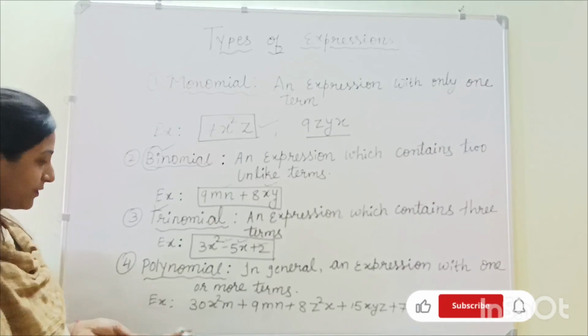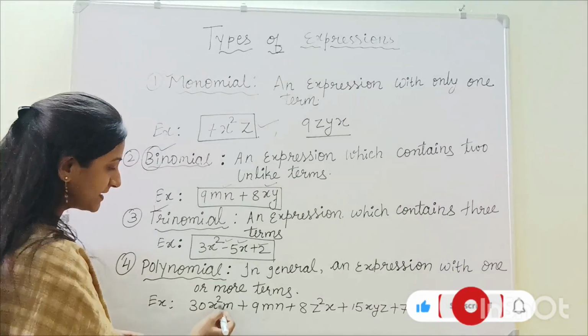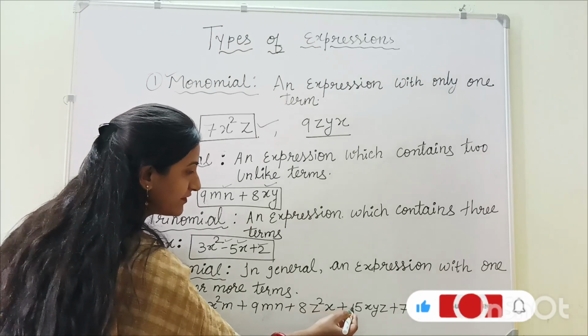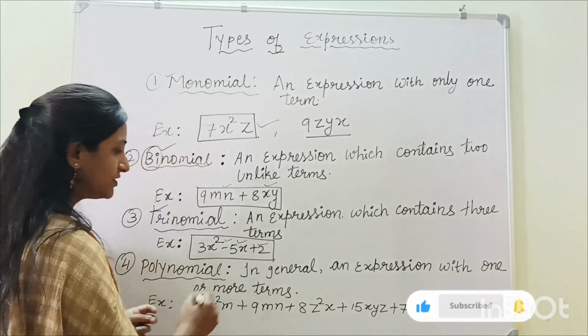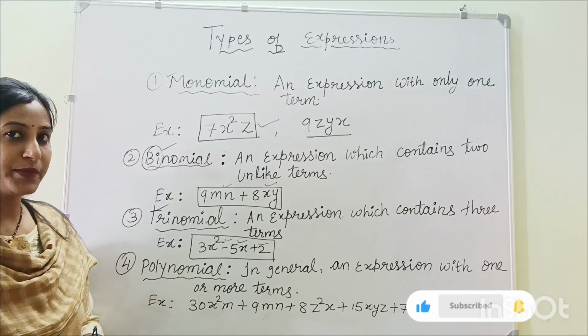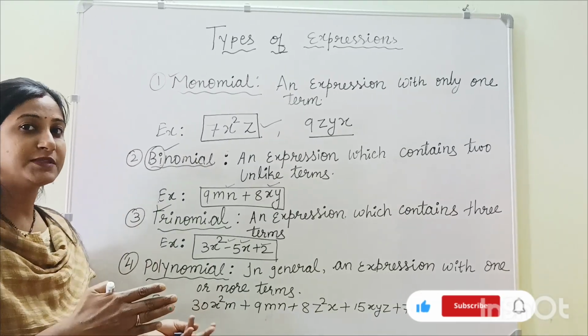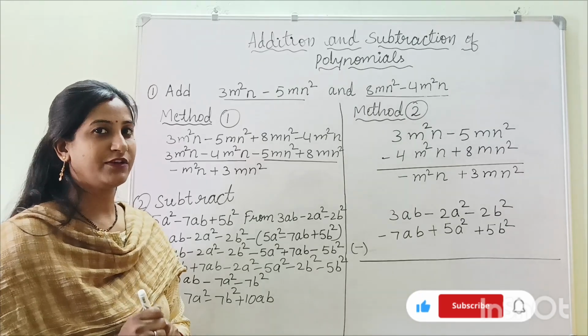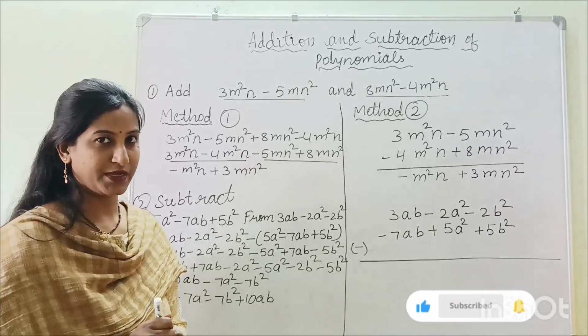For example, suppose 30x square m plus 9mn plus 8z square x plus 15xyz plus 7. So more than 3 terms can be a polynomial, or less than 3 terms can also be a polynomial. Now we will see addition and subtraction of expressions or polynomials.